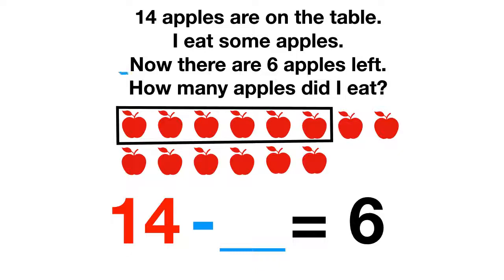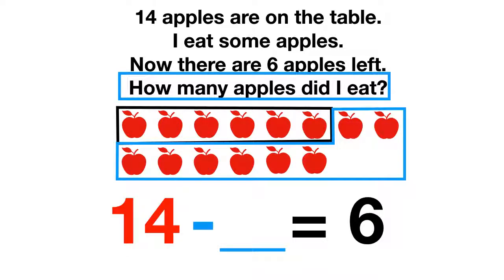Now to figure out how many apples did I eat, we just have to count all the apples that are not left over. All of these apples are the ones that are eaten. We could just count 1, 2, 3, 4, 5, 6, 7, 8. I must have eaten 8 apples.